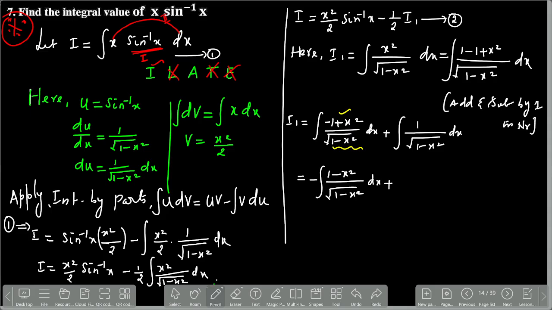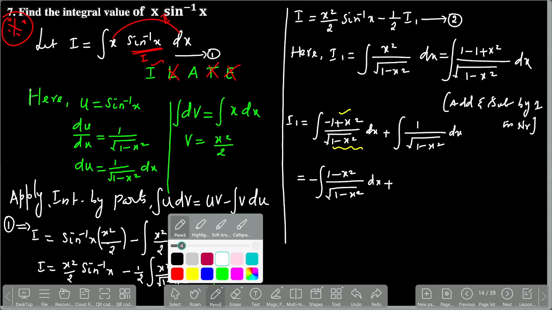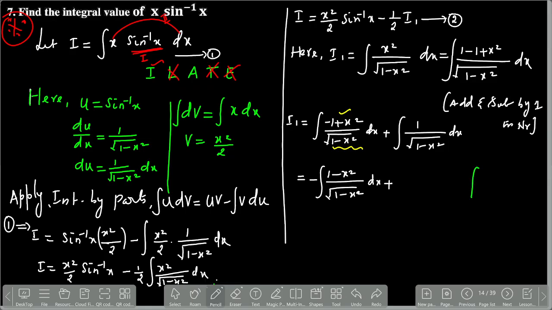What is the formula of 1 by square root of 1 minus x square? Sine inverse of x. Thank you, Subiksha. Yes, that is the formula. Integral 1 by square root of 1 minus x square dx equal to sine inverse of x by a or x, plus c. Now here, what is the answer?